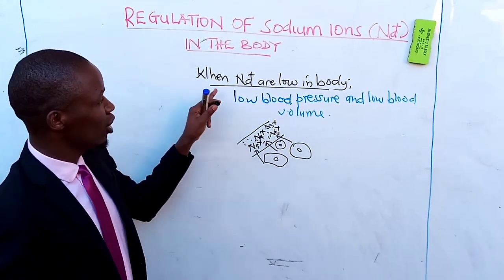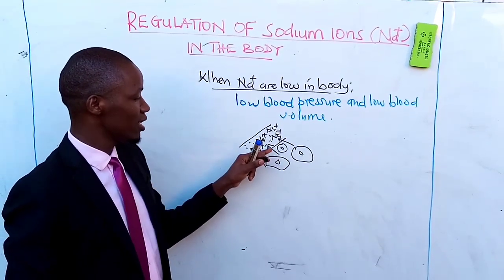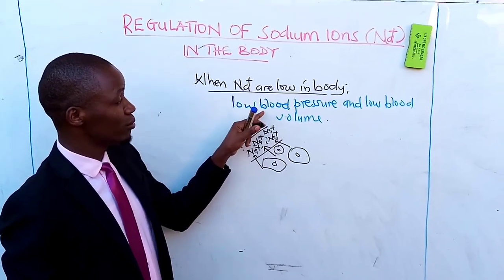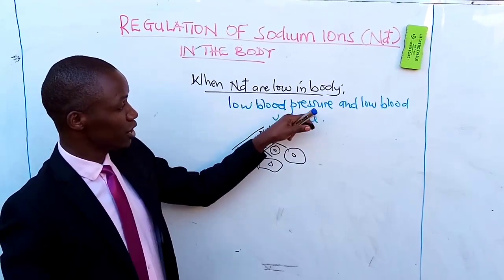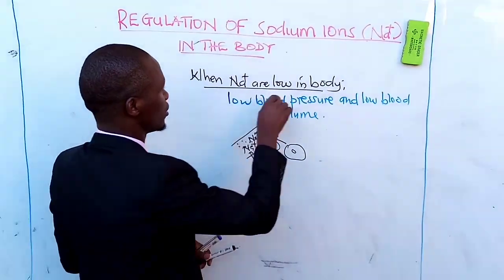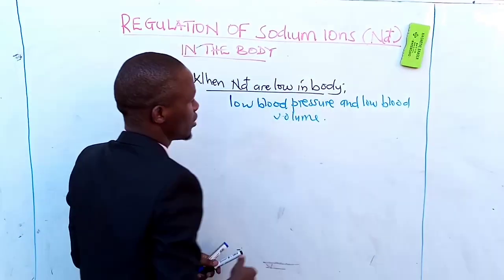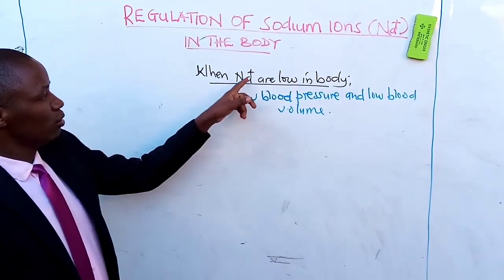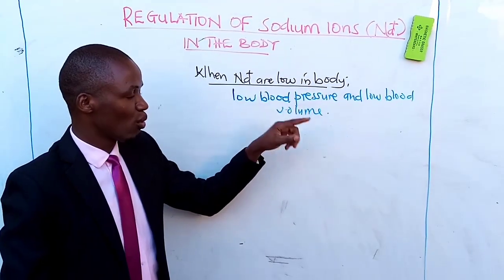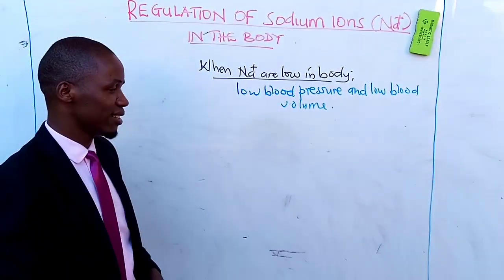So when sodium ions are low, we have the reverse. We have less inflow of water into the blood vessels, and therefore that brings about low blood pressure and at the same time low blood volume. So that is how it comes about. Because of low sodium ions, we have low blood pressure and low blood volume. Why? Because there is no osmotic inflow of water from the adjacent cells.